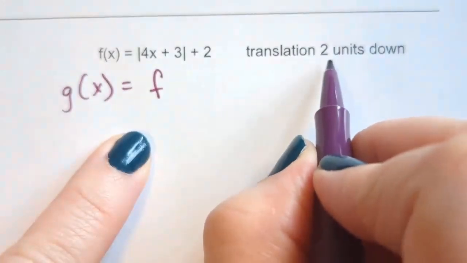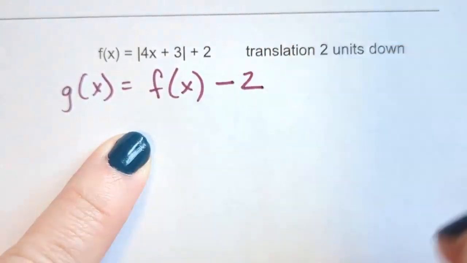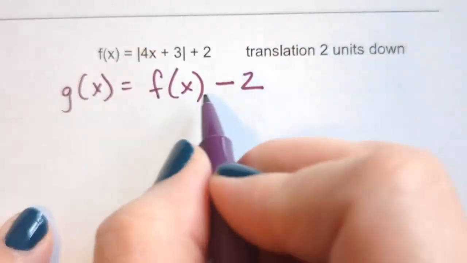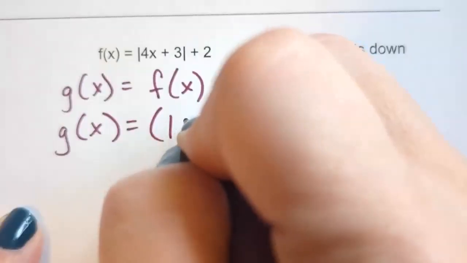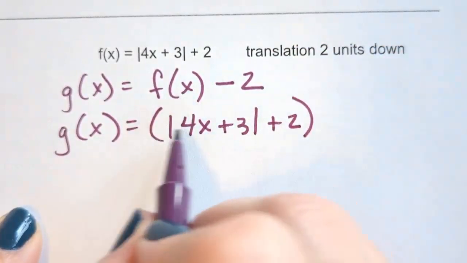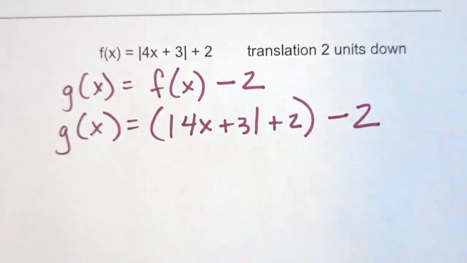All right, here, g of x is going to equal f of, and it's going to say 2 units down. So we're going to have f of x and then minus 2 because that's going to show us 2 units down. Now I'm going to place this in place of that x right here. So g of x is going to equal, and we're going to have absolute value of parentheses 4x plus 3, plus 2. So that's my f of x. That's all just original. And then I'm going to tack on this minus 2 at the end.